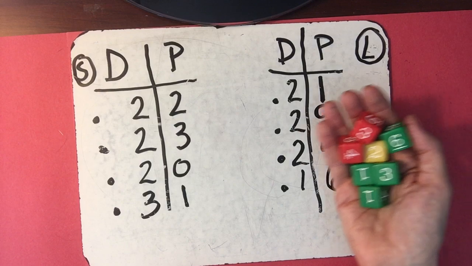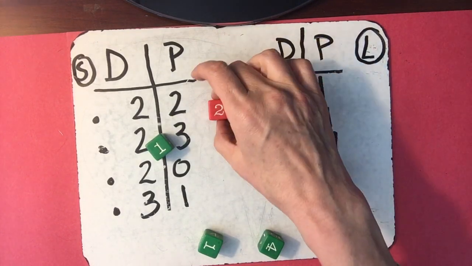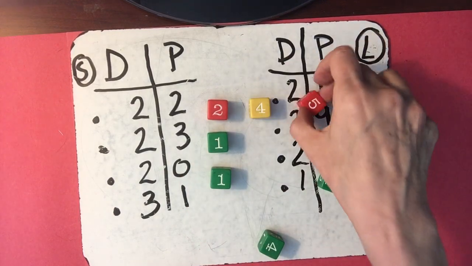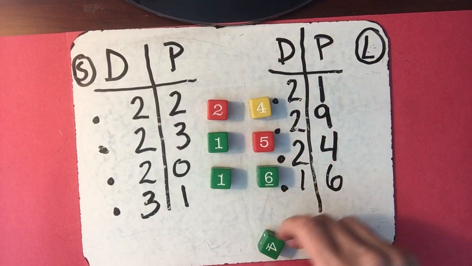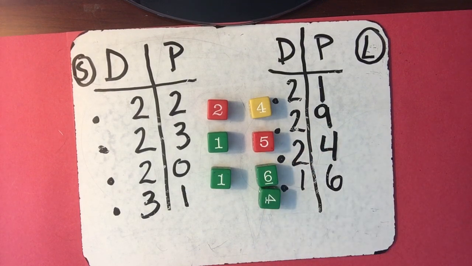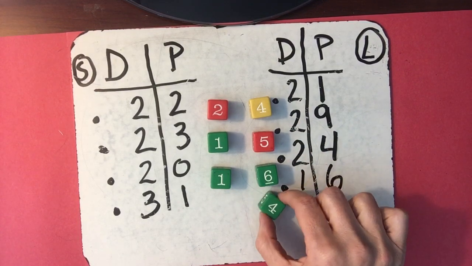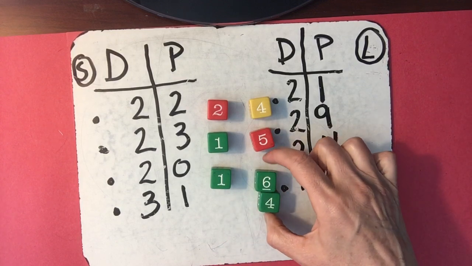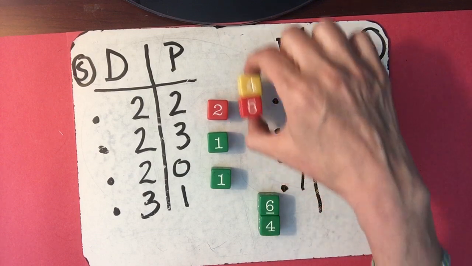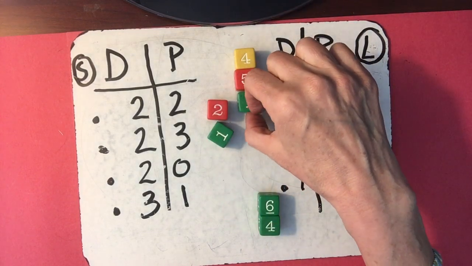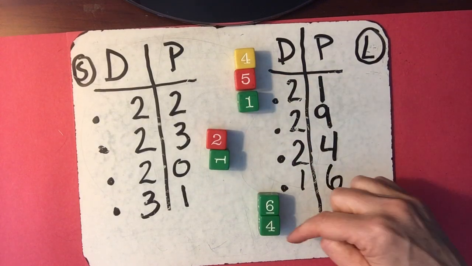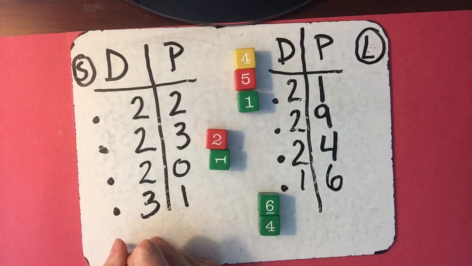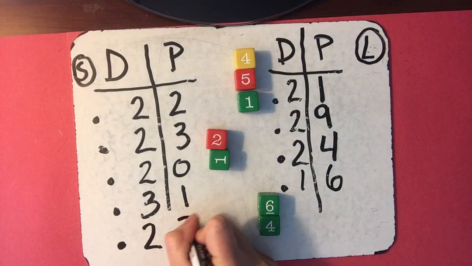Okay, here's your last roll. So you got a 1 and a 2 and a 1 and a 4 and a 5 and a 6 and a 4. Okay, so 1 plus 1 plus 2 plus 4 plus 5 plus 6. Again, I'm going to organize by 10s. 4 plus 5 plus 1 is a 10. So now I have 10, 23. So you have 23 cents.